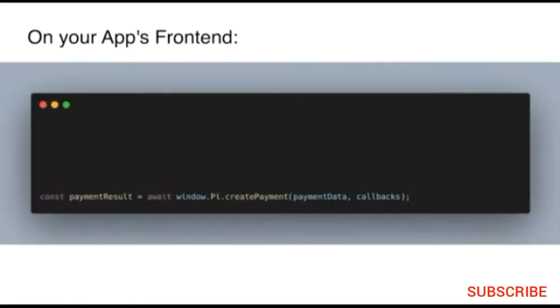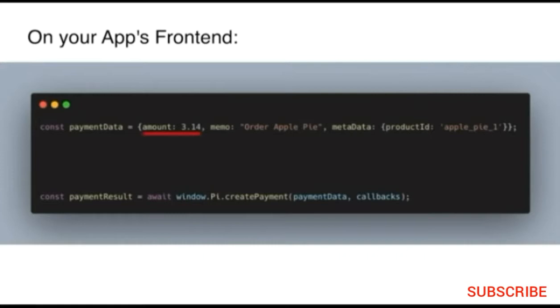With the Pi SDK, creating a payment in Pi apps is very simple. Let's have a look at create payment function. It takes 2 arguments, which are a payment data object and an object of callback functions. The payment data object is comprised of 3 items: amount to be paid, memo for a user, and metadata for your own usage. If any of these are missing, you will get an error.